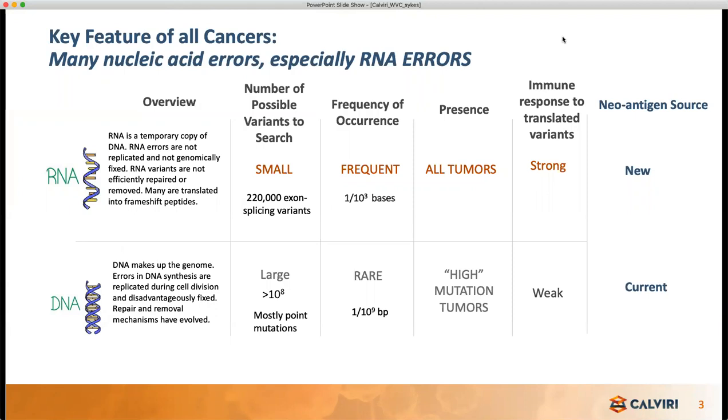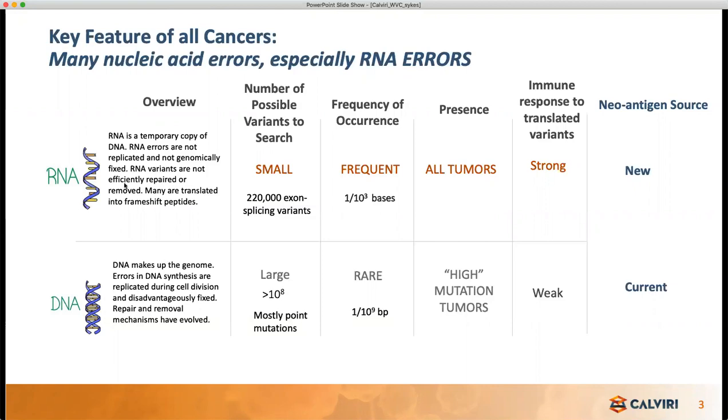We're going to attempt to find these neoantigens. We are finding these neoantigens by taking advantage of a key feature of all cancers. They make a lot of DNA and RNA mistakes. So here's an overview, a comparison between those two kinds of mistakes. At the DNA level, where most folks are looking for neoantigens, it's very infrequent. This is a genome. It has to be QC'd. It has to be made perfect as often as possible. It's highly disadvantageous to have mistakes in the genome.